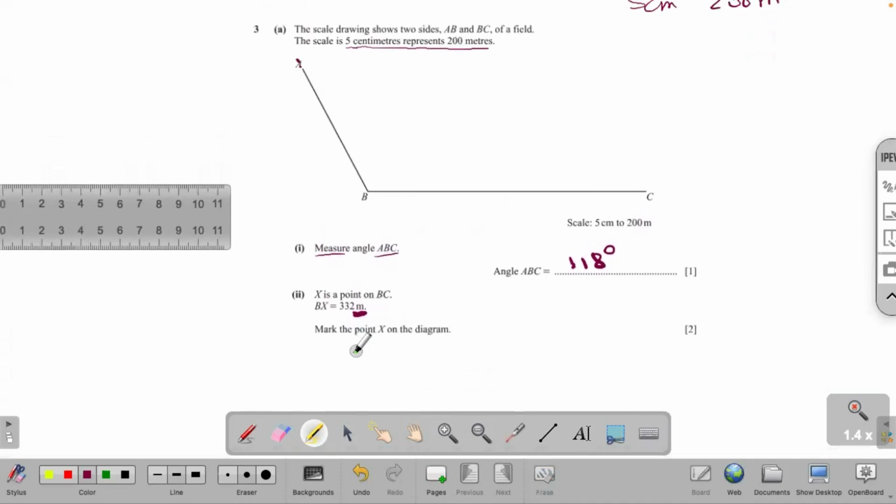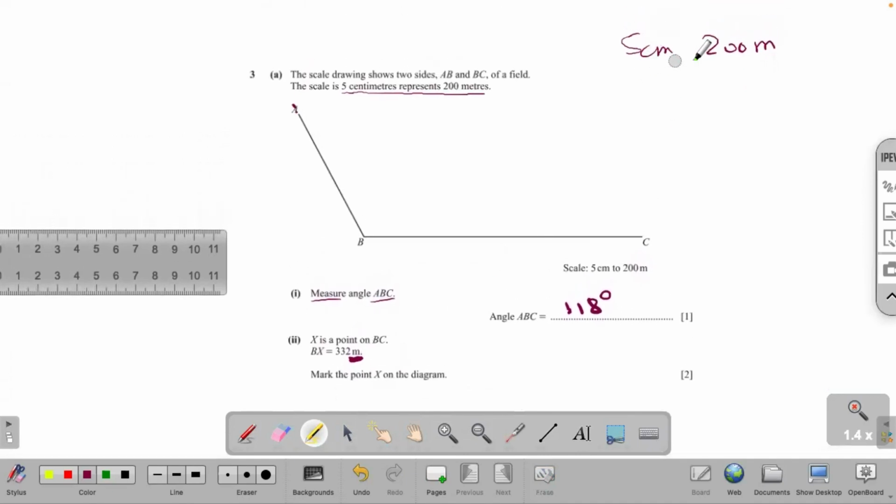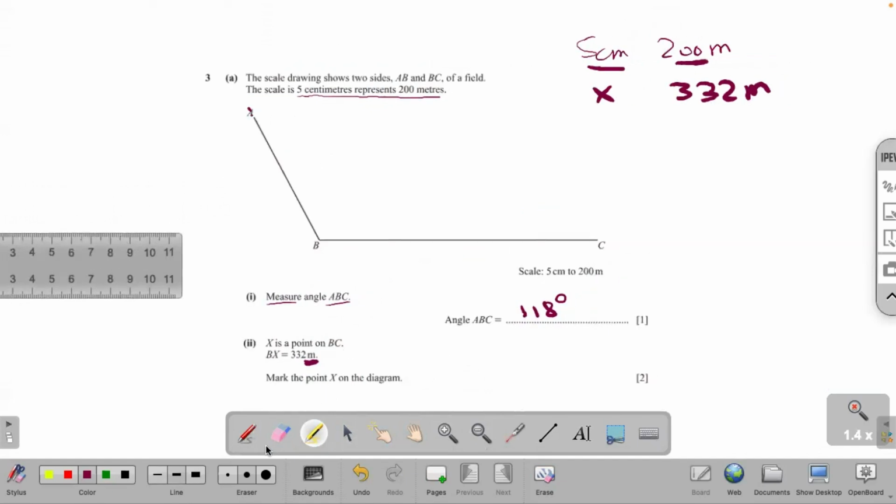Since we realize that 5 centimeters is being represented as 200 meters, how much would 332 meters be in terms of centimeters? For that, can we just cross multiply and solve? So when we cross multiply, we're going to get 332 times 5 divided by 200. That's going to give us x to be 8.3 centimeters. So 332 meters, according to the scale that we have here, is 8.3 centimeters.